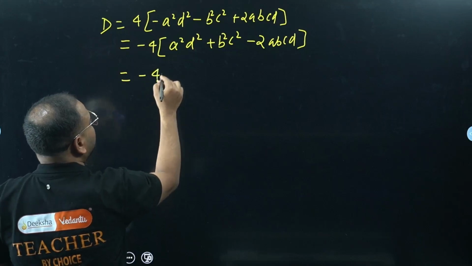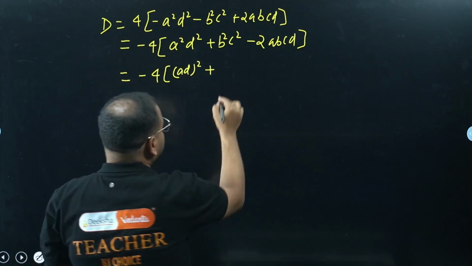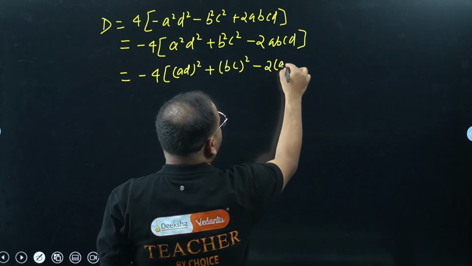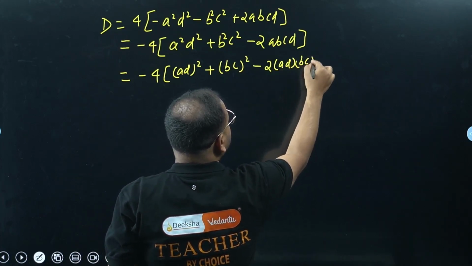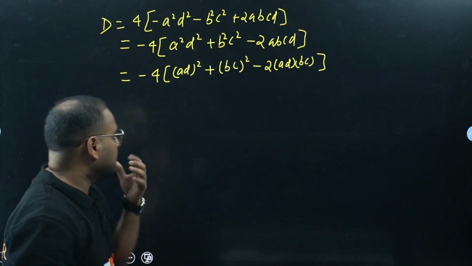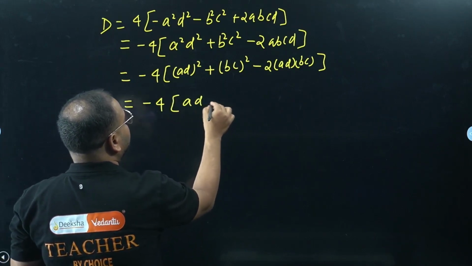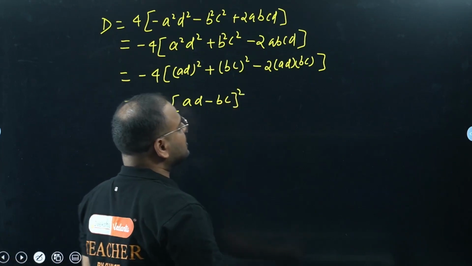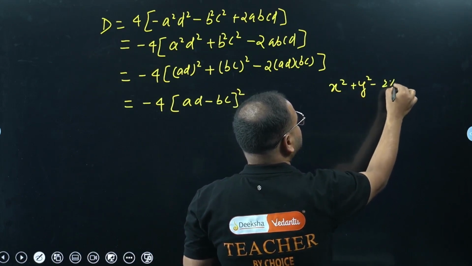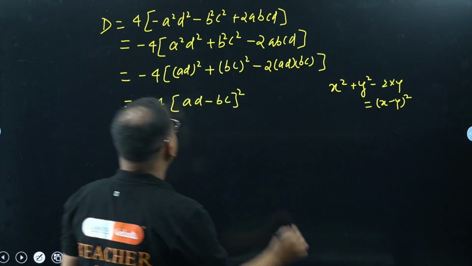So I can write this as minus 4 and this as AD ka whole square plus BC the whole square minus 2 of AD into BC. Correct? AD into BC is ABCD only, no? ABCD. No problem. So I can write this as minus 4 AD minus BC the whole square. How, sir? Arey bhaiya, x square plus y square minus 2xy is nothing but x minus y ka whole square only, na?